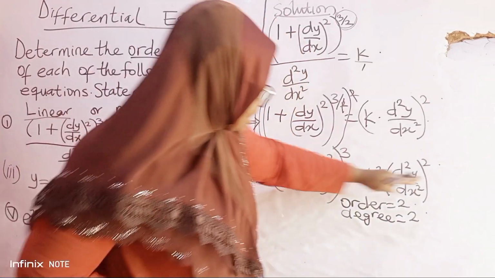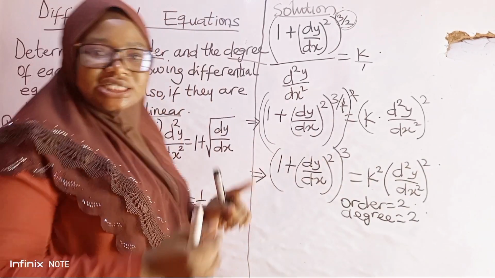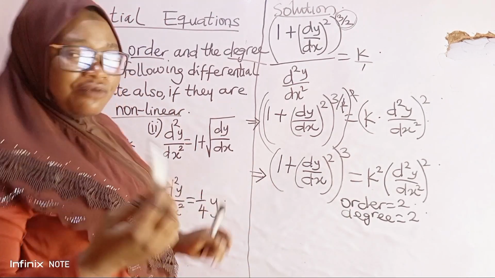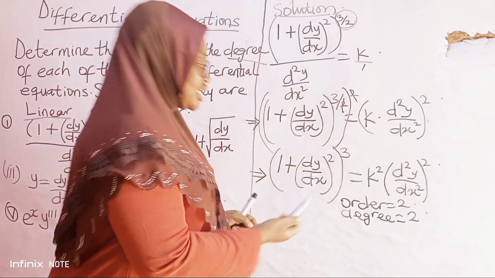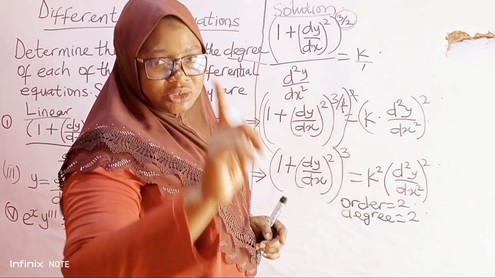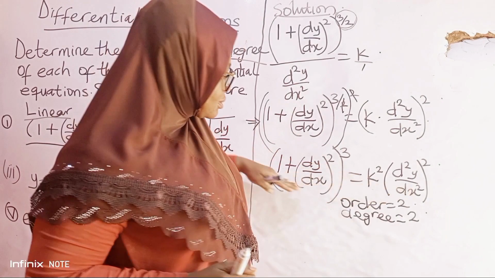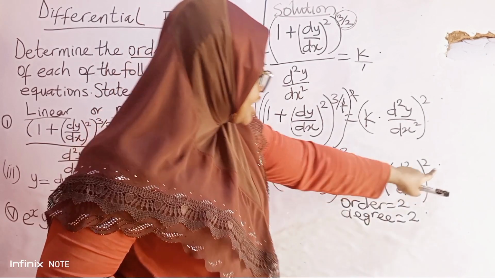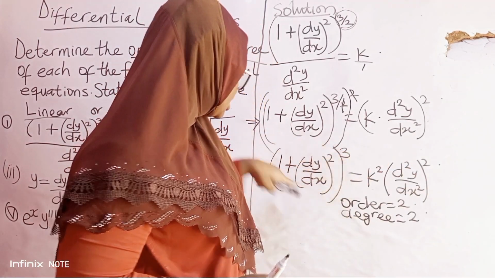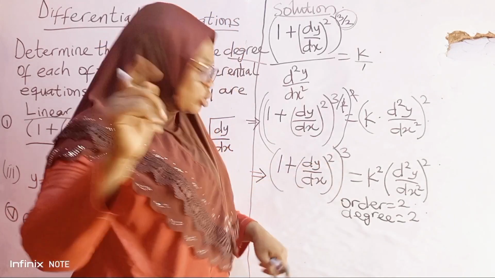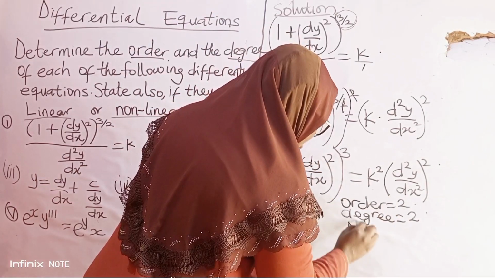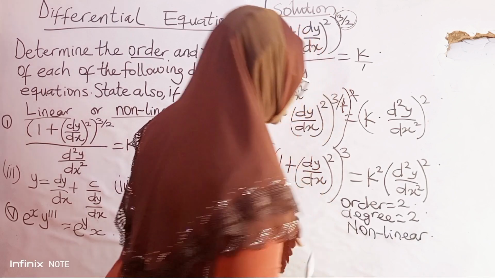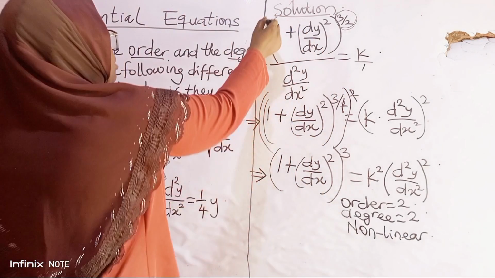So let's look at this differential equation. Is it a linear or non-linear differential equation? Look at it. For a linear differential equation, the maximum degree must be 1. But if you look at this one, you can see that the degree is more than 1. So the degree here is 2, which is more than 1. So this is not linear but a non-linear differential equation. That is for number 1.